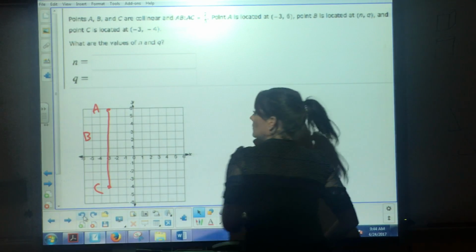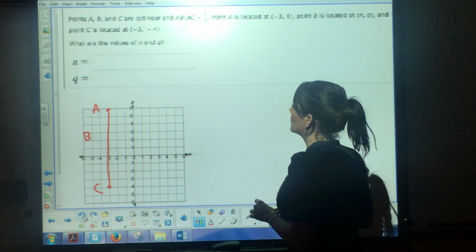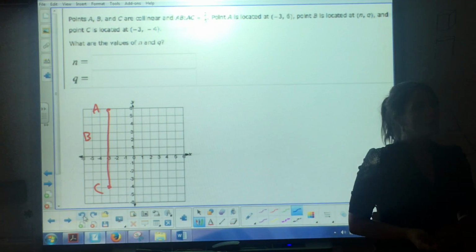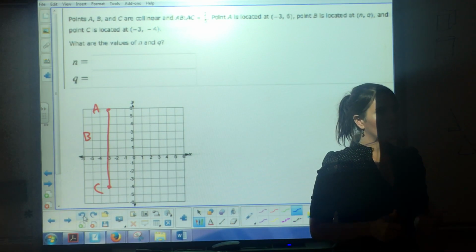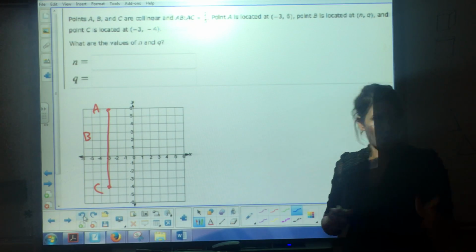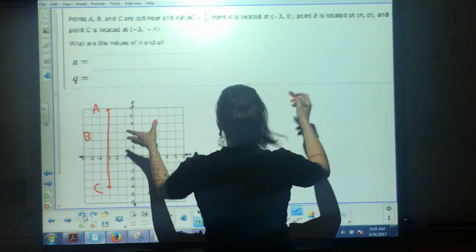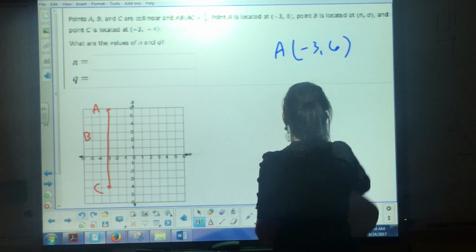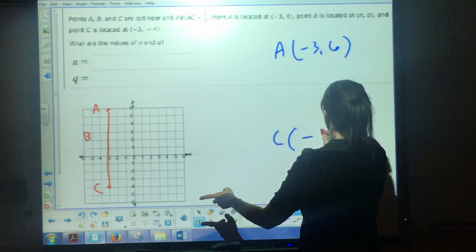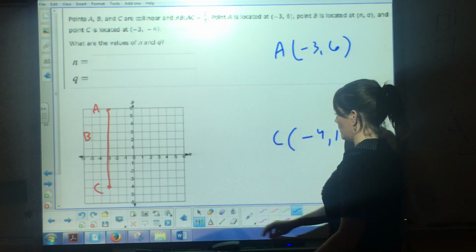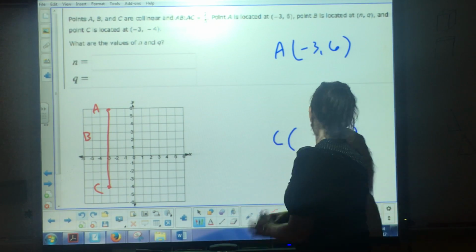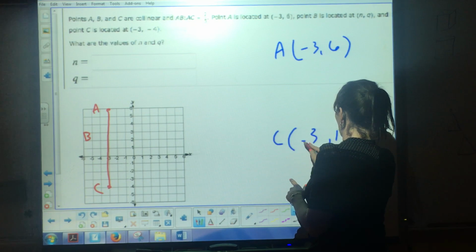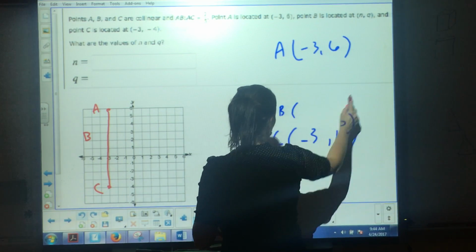Any questions on that? Okay. You good? Okay, cool. All right, so same thing we always do. Take your points, stack them up. A is at -3, 6. C is at -3, 10. Jumping the gun, sorry. B is somewhere in between.